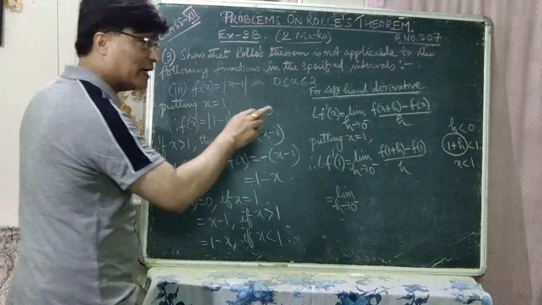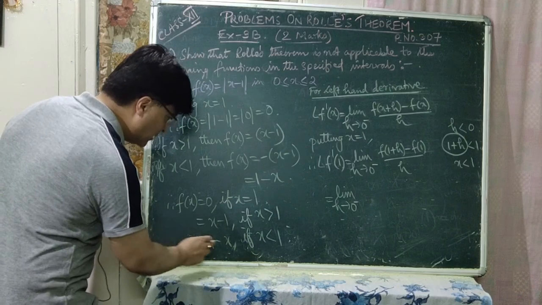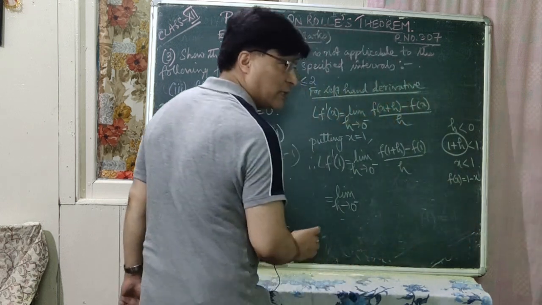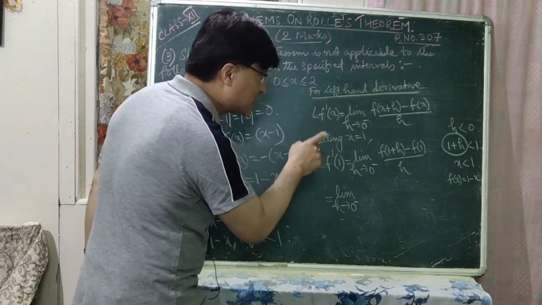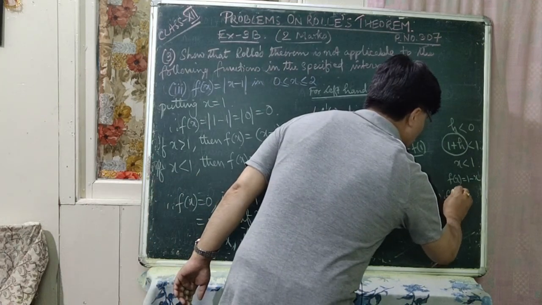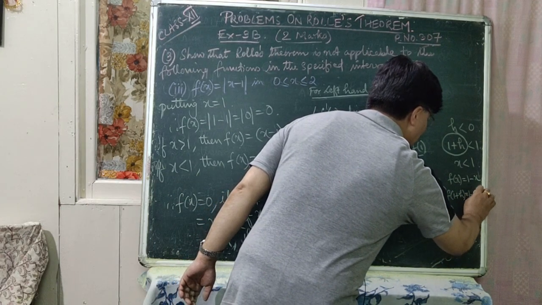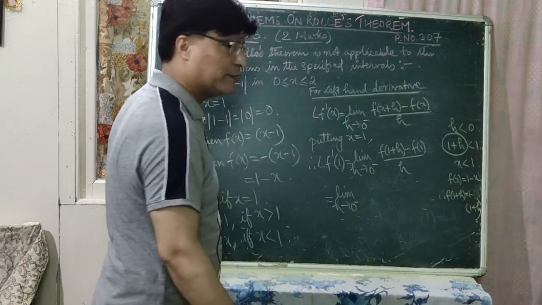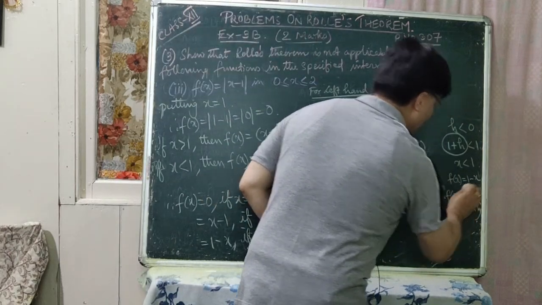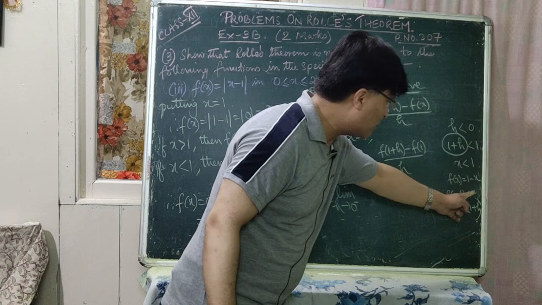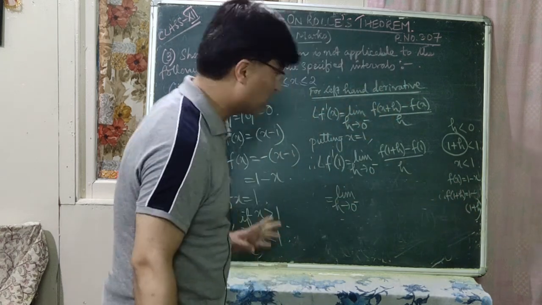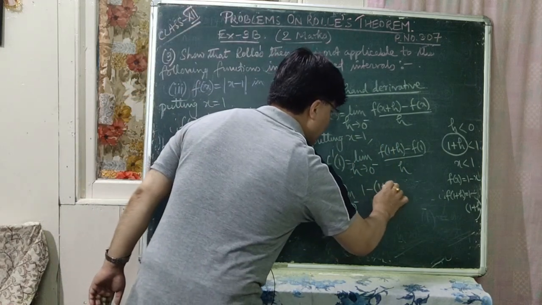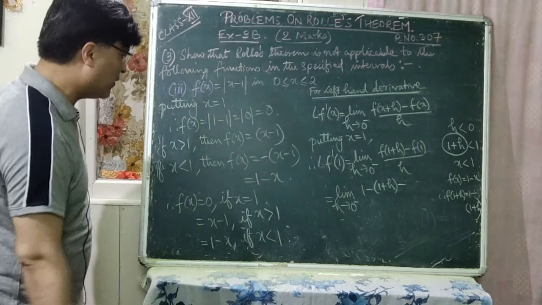So if x is less than 1, what is the value for f of x? It is 1 minus x, right? So f of x is equal to 1 minus x. So put 1 plus h for x. So f of 1 plus h is equal to 1 minus, within bracket, 1 plus h, right? Here it is 1 minus, 1 is constant, and instead of x you have to put 1 plus h here. So let us write what is the value for f of 1 plus h here? 1 minus within bracket 1 plus h, minus, what is the value for f of 1 here?